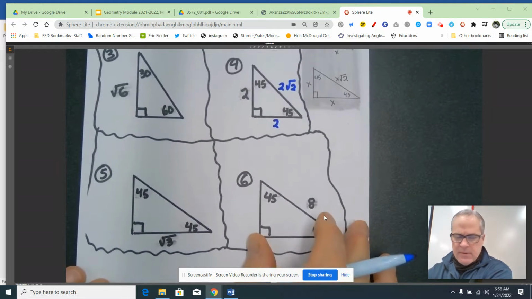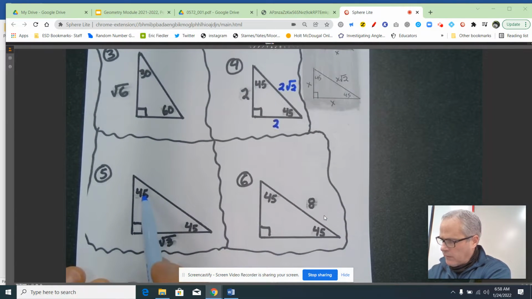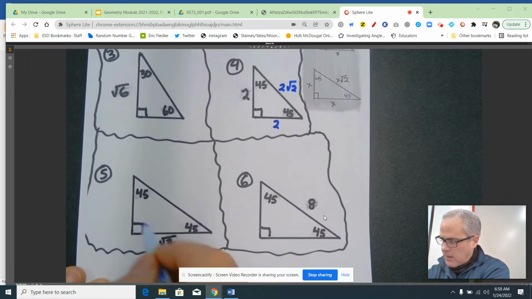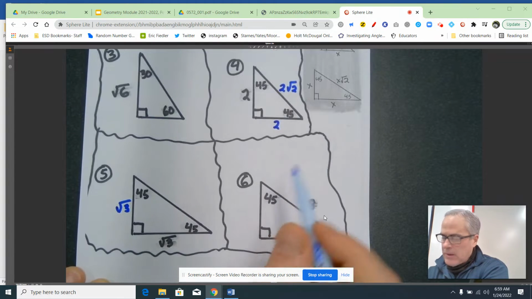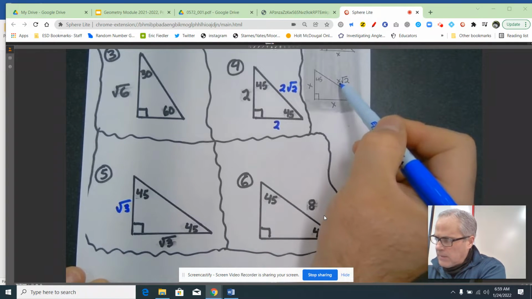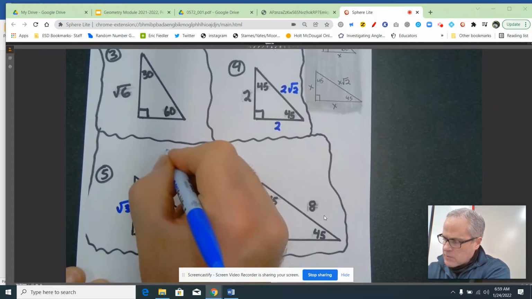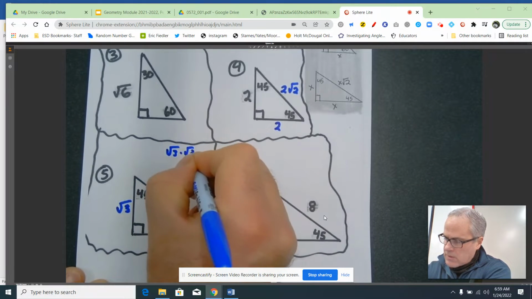So number 5, what am I given? Well, it looks like this is opposite 45, so that's a leg, and it's the square root of 3. So the other leg would also have to be square root of 3. How do I get the hypotenuse? I multiply a leg times the square root of 2. So square root of 3 times the square root of 2.